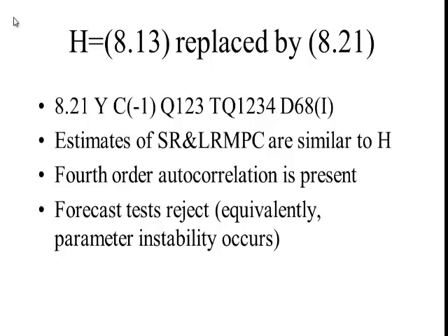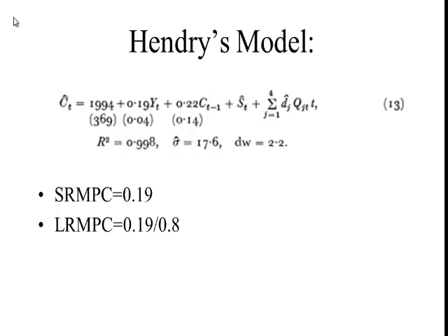Okay, so in this model, fourth order autocorrelation is present, and if you do a forecast test, remember that in this case we are holding some portion of the data outside the estimation. So the forecast test rejects this model. So this is the 13 equation, which was the original Henry model.